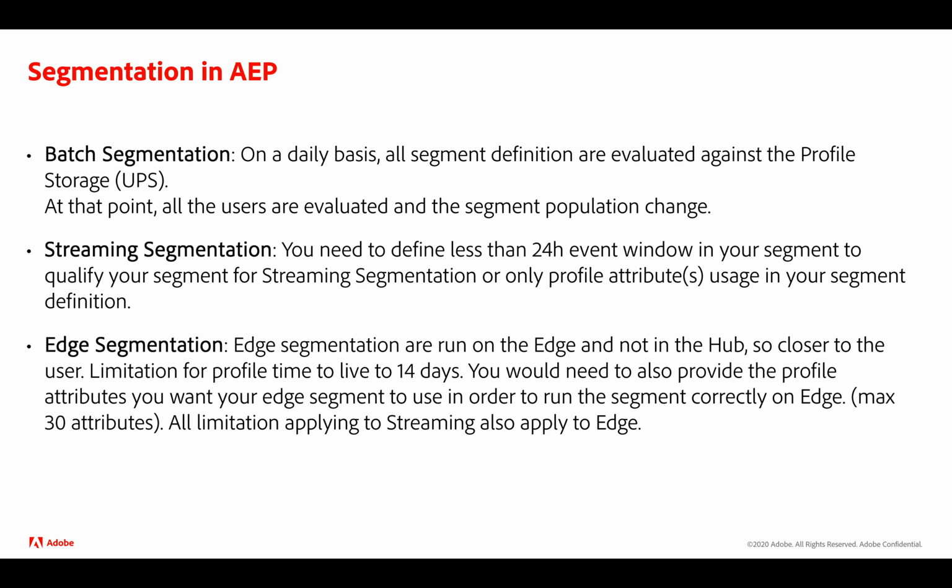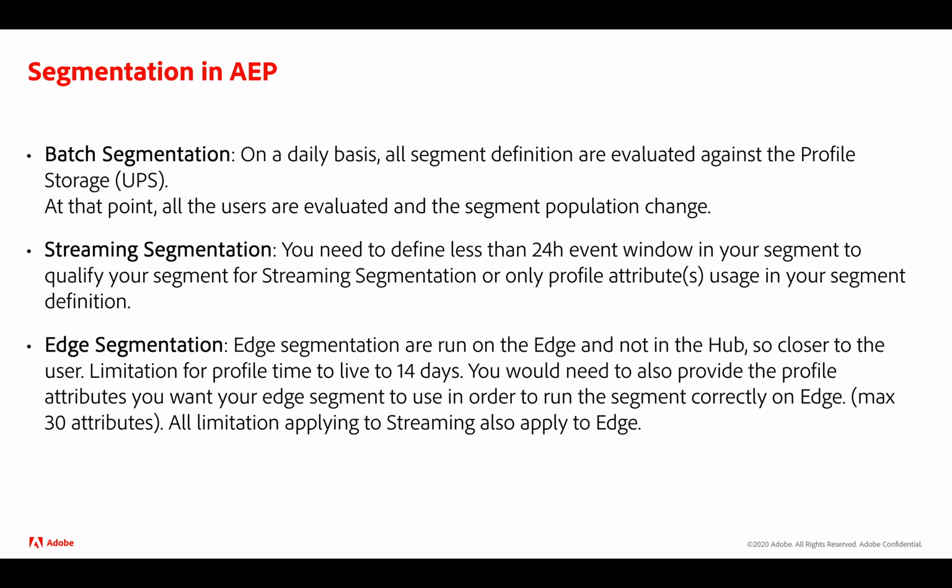You will also need to provide the profile attributes to the edge if you want to use them for your segmentation. I think it's a max of 30 attributes. You may check if that is still correct, because they have changed that list fairly recently. I didn't check. And all limitations applying to streaming also apply to the edge, which means your event data needs to be less than 24 hours, and the profile attributes are okay to qualify on the edge, but you need to actually pass them on the edge to make it happen. So that is the limitation here.